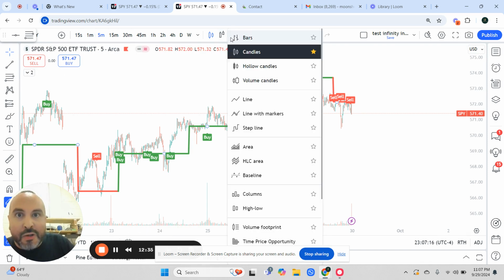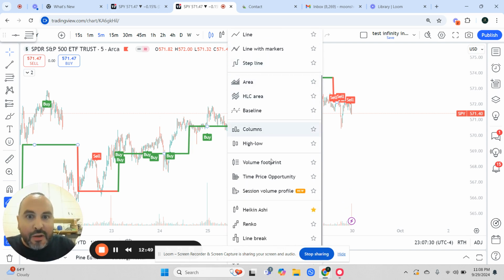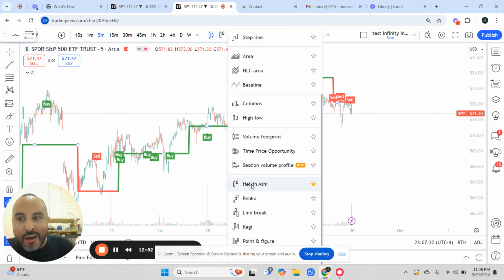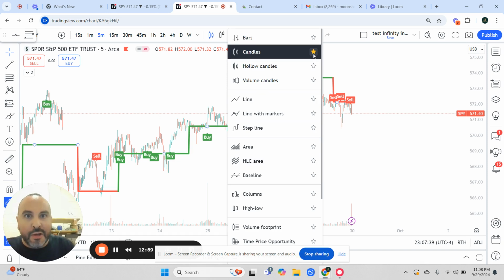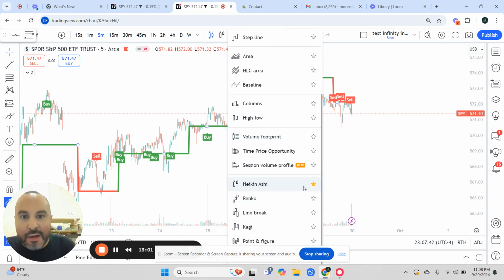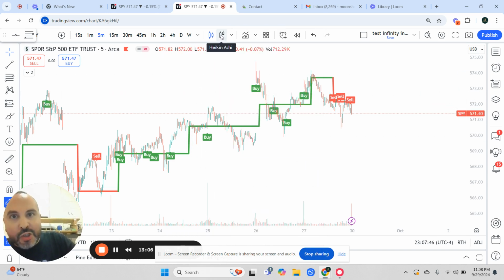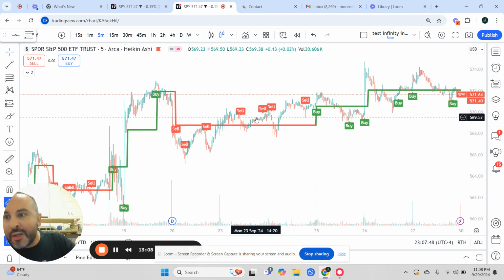The next thing I want you to do is, and this is optional, and this is a more recent change, okay? But again, the data is showing that overall we should be using Heikin Ashi candles. So you can star the Heikin Ashi candles. These are the 2 I use. I use regular candles or Heikin Ashi. I would suggest using the Heikin Ashi candles.